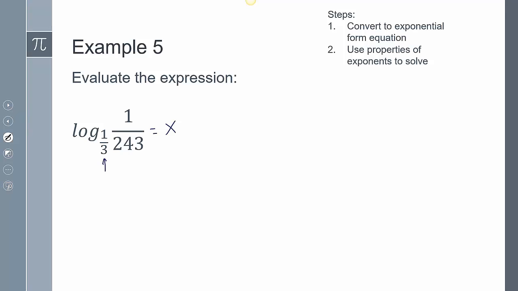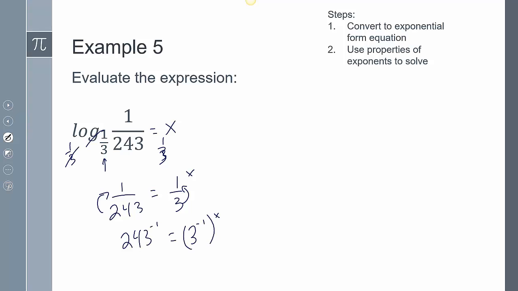So now, first step, converting it into an exponential form equation. If I take base 1/3 to both sides, that cancels out. So I'm going to get 1 over 243 equals 1/3 to the x. Well, let's bring this up, and let's bring this up. So I get 243 to the negative 1 power equals 3 to the negative 1 all the way to the x. So now I need to think, how can I make 243 into base 3?